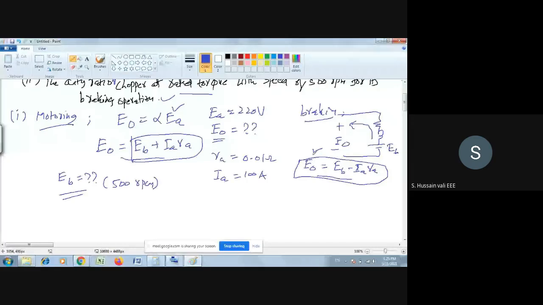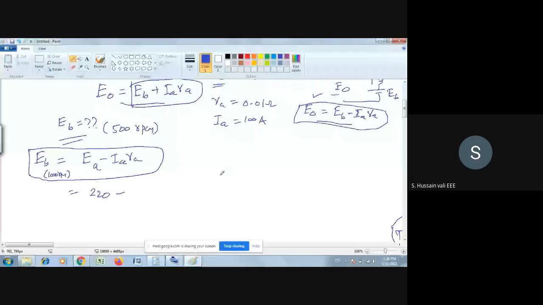We'll see the question here once again. He has given rated values: supply voltage, current, and speed as well. So we will do one thing: we will first find out EB at 1000 RPM. How do you find out EB at 1000 RPM? What is the formula? Supply voltage minus IARA. This is the same equation.